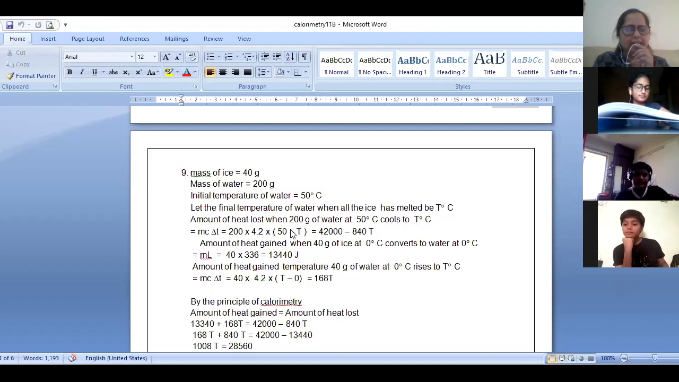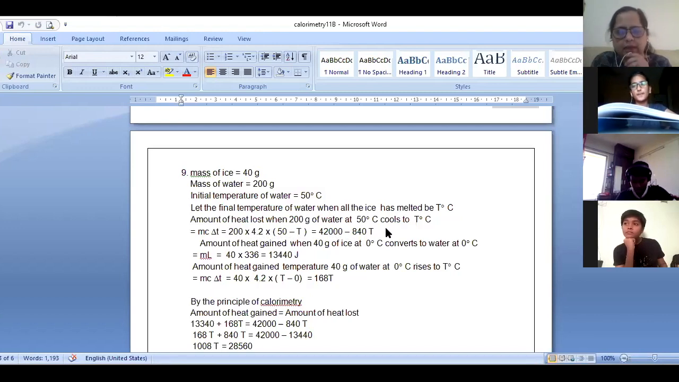Then this is the change in temperature, delta T. From 50, the water is coming down to T. So I solve the equation and open the bracket. You will get 42,000 minus 840 T joules. First you multiply 200 into 4.2, then by 50, and you get 42,000. And 200 into 4.2 multiplied by T gives 840 T. Now this is done. So water has come from 50 degrees to a particular temperature T.